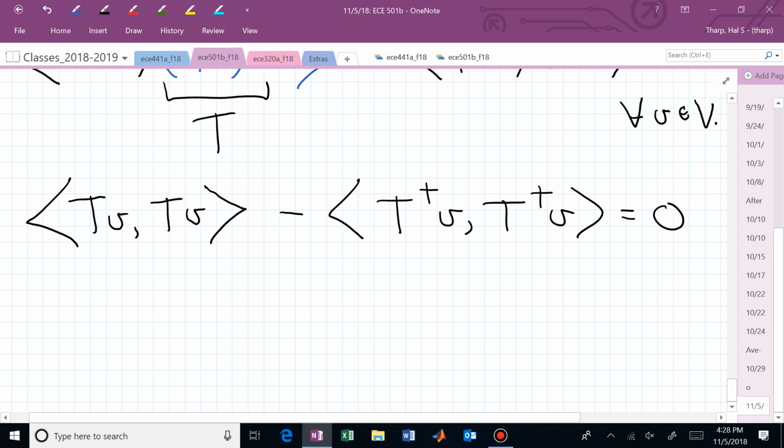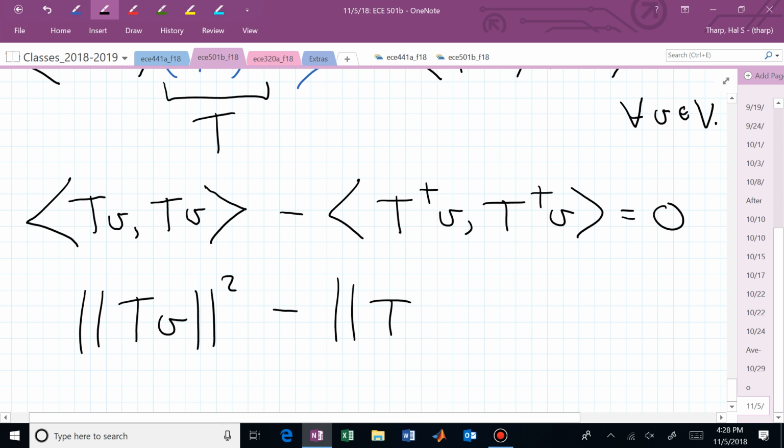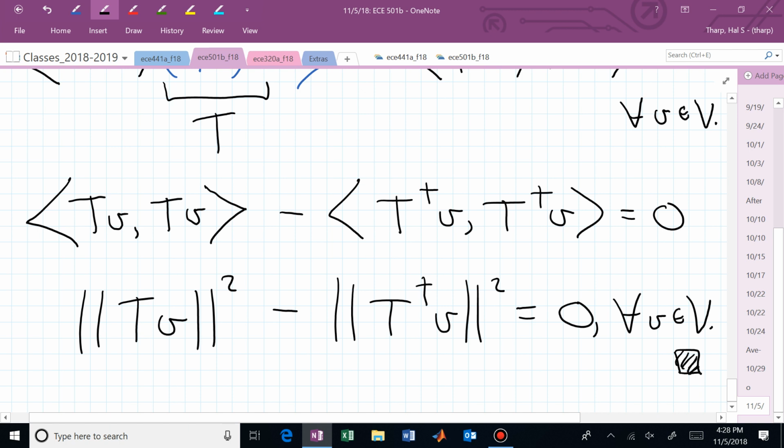The norm squared, right? So this now says that I have the norm of TV squared, minus the norm of T dagger V squared, equaling 0 for all V in V, and I'm saying that we can close that up with a square. So there's our justification that if we have a normal operator, then the norm of TV equals the norm of T dagger V for all V.